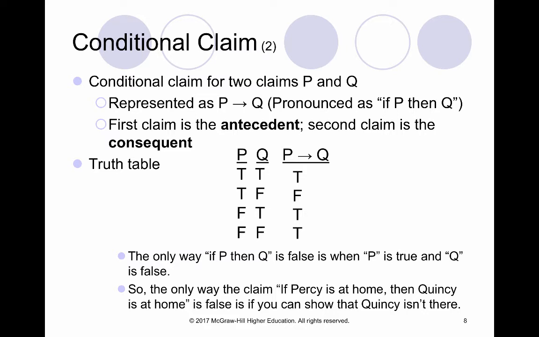Now, some might argue that the third line, P is false but Q is true, should also be false, and some philosophers would agree. However, for purposes of what we're doing here, we're going to go with what's called the material conditional, which says that conditionals are always true unless the antecedent is true but the consequent is false. So the example, if Percy is at home, then Quincy is at home, is still true, even if you can show that Percy isn't home but Quincy is. It's only false if you can show that Quincy isn't there. Yeah, it's a little confusing, but just something you have to know.